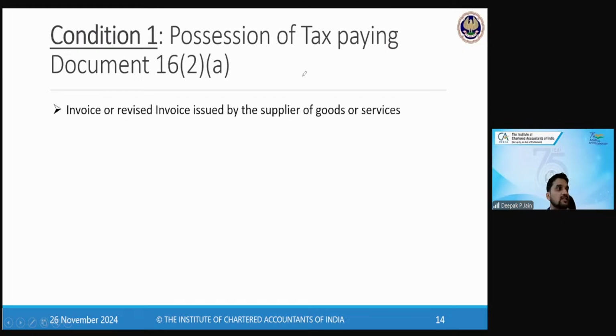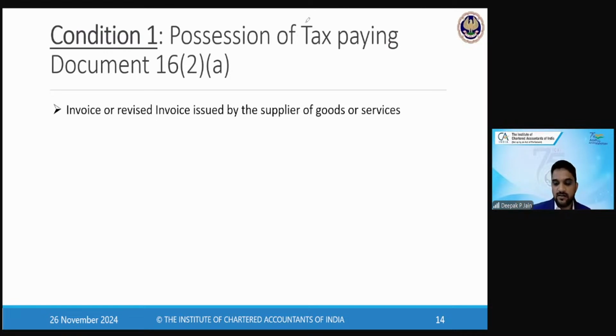If I am buying something from a vendor, he will give me that invoice. You should have that invoice is the first condition. Very simple condition that you should be in possession of a tax paying document. That is section 16(2)(a). Okay? It can be an invoice or a revised invoice which is issued by the supplier.